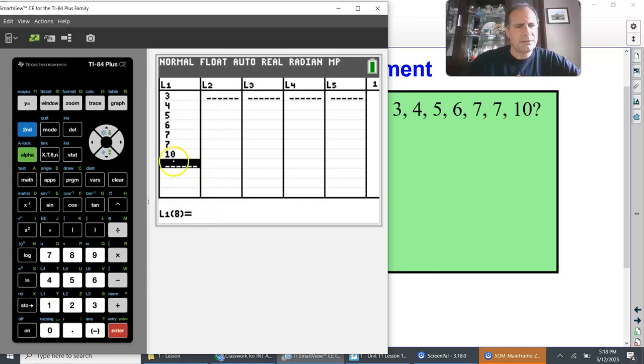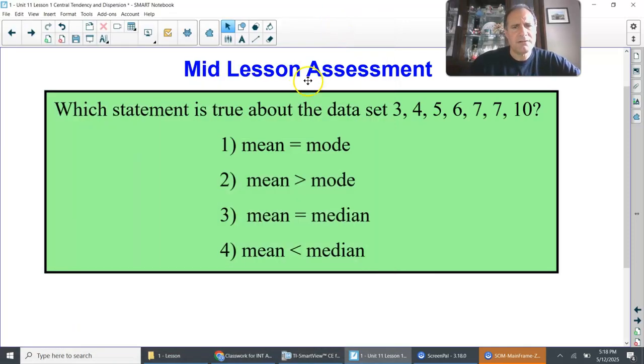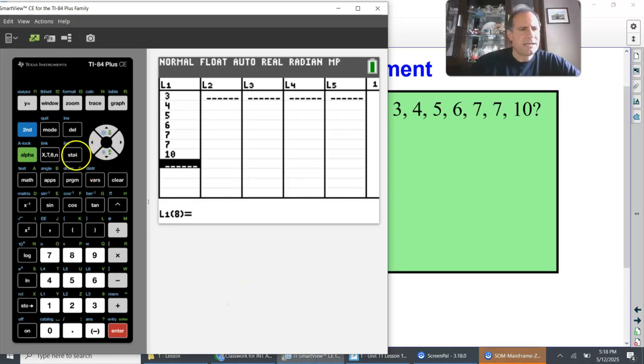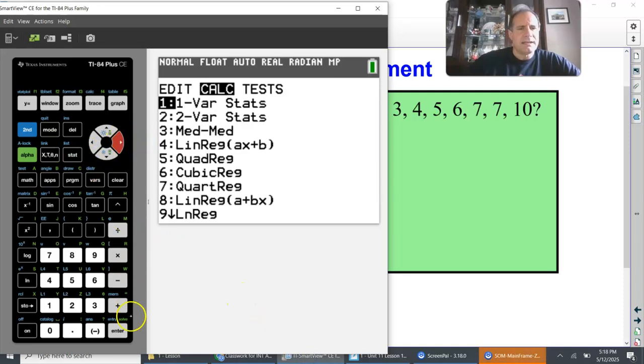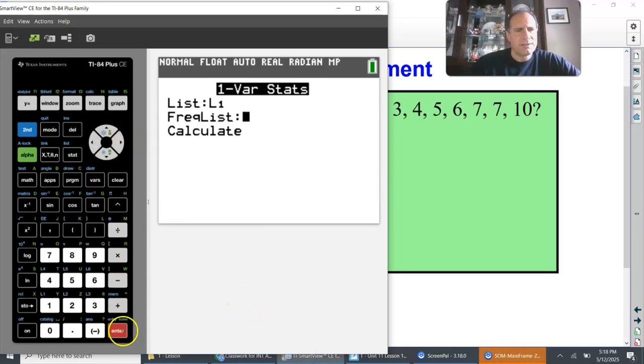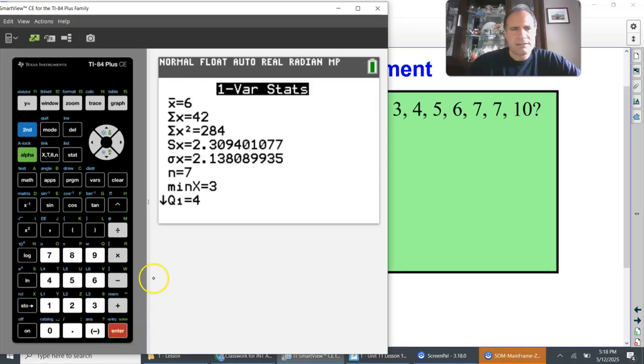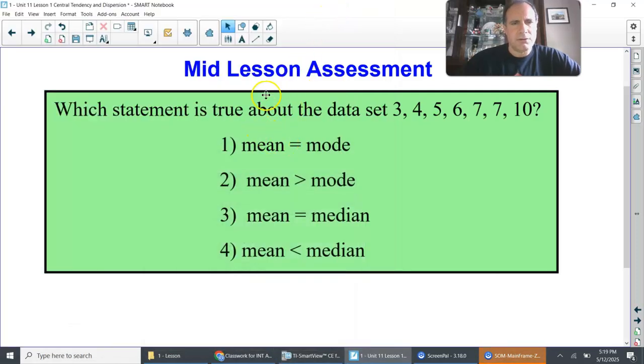So again, I count the numbers. That's 7 numbers there. And that's 1, 2, 3, 4, 5, 6, 7. I didn't miss anything. So let's go ahead and press stat and then calc. And we're going to go to one var stats and press enter a whole bunch of times. So the mean is 6. So I'm going to go and put the mean is 6, 6, 6, and 6.